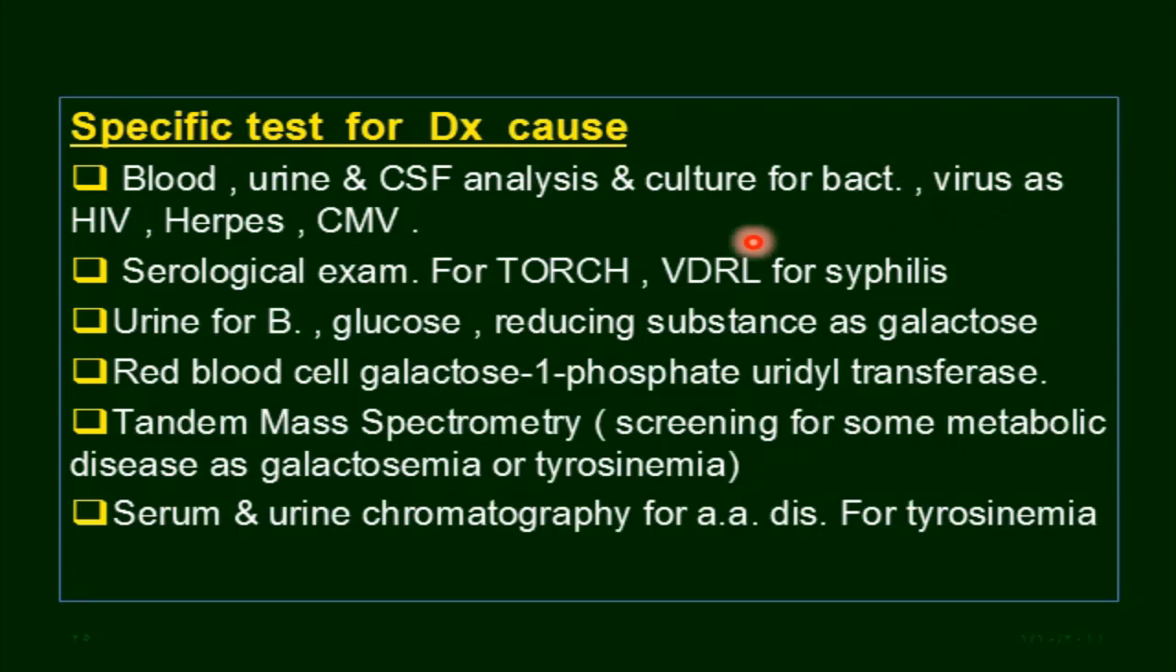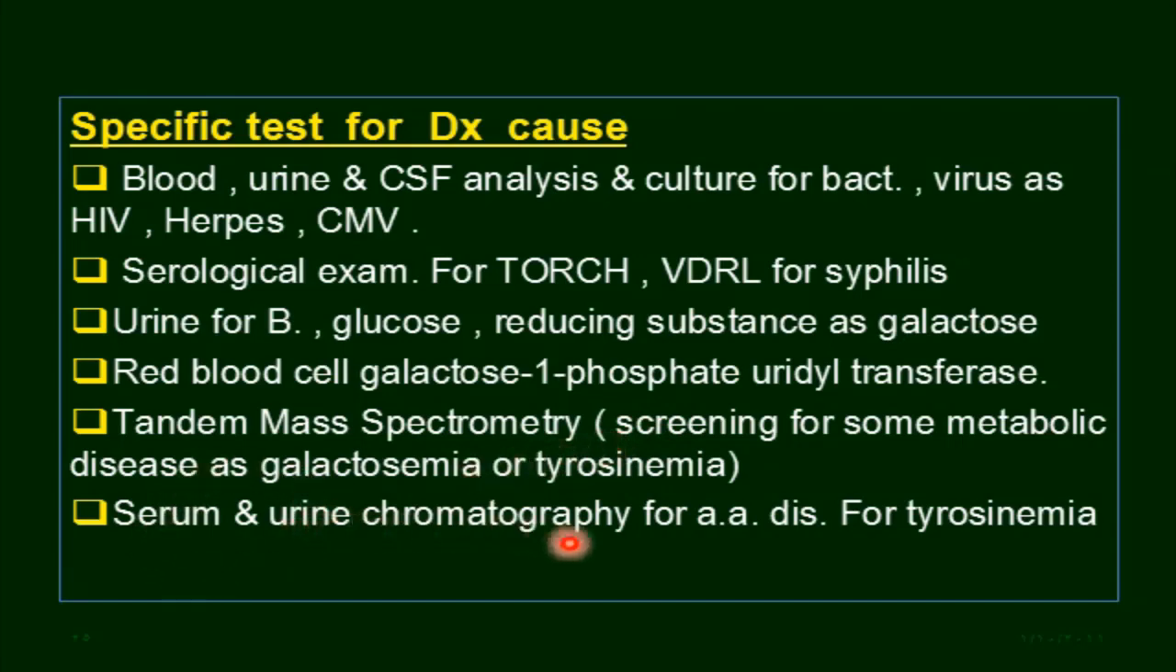Also for viral study, serological examination for TORCH infection, VDRL for syphilis, urine for bilirubin, glucose reducing substance as galactose in some cases of galactosemia, red blood cell galactose-1-phosphate uridyl transferase assay in cases of galactosemia, and tandem mass spectrometry screening for some of the metabolic diseases such as galactosemia and tyrosinemia. This test is a screening test, but when it is positive, we have to do other confirmatory tests.